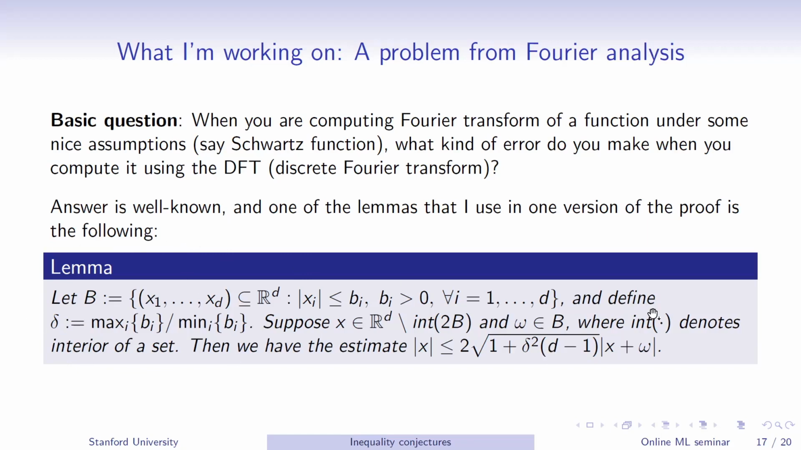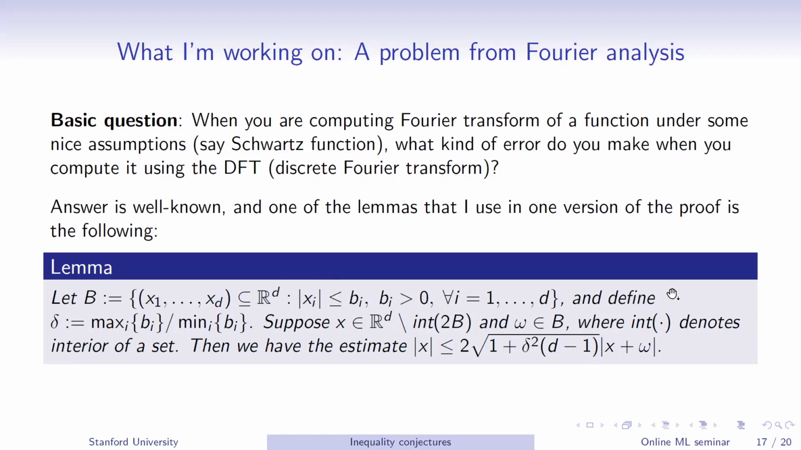This is a very nice geometrical lemma. So let me talk about this lemma a little bit. Let's say you have this set B, which is like a cube. So all points in R^d. This is a d-dimensional cube. And the ith side of the cube has size 2b_i. So it goes from minus b_i to plus b_i.